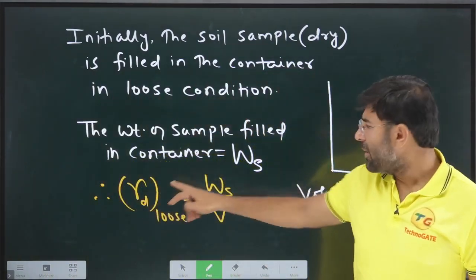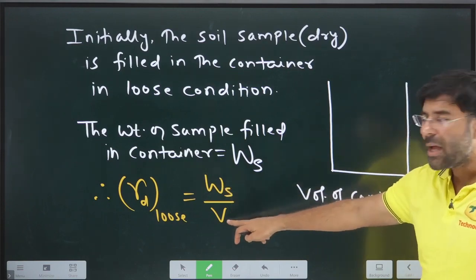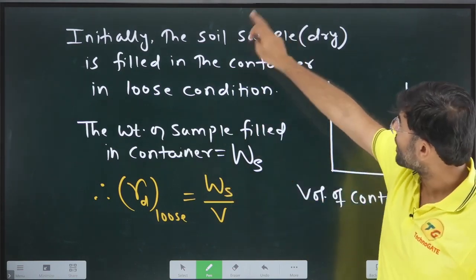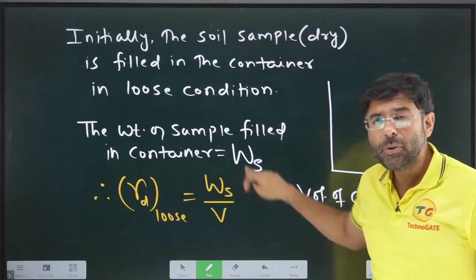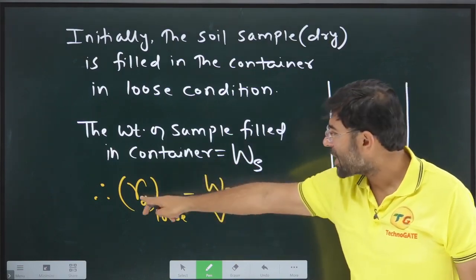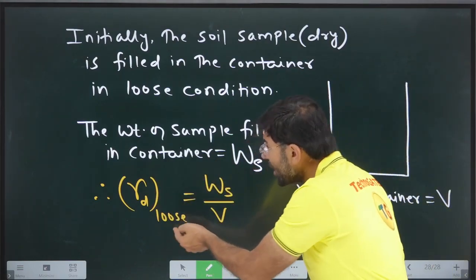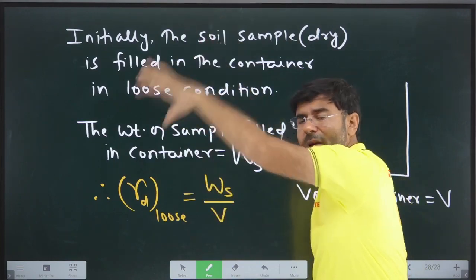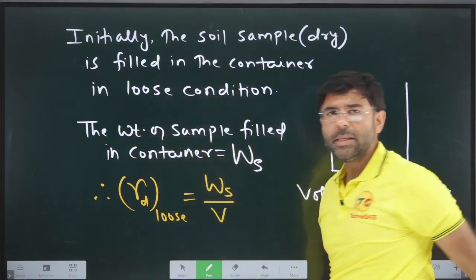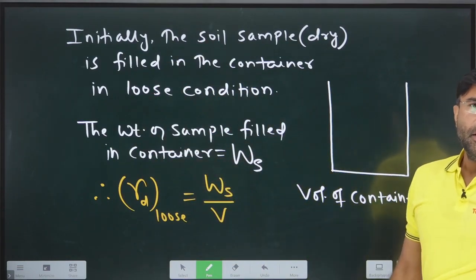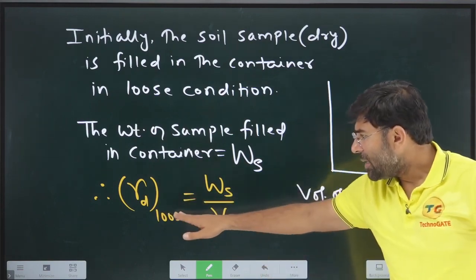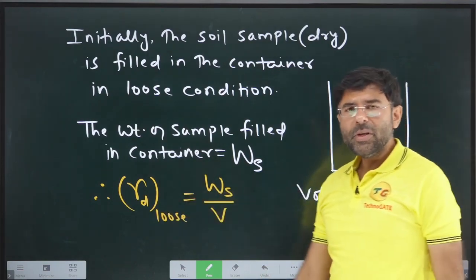I can calculate the weight of the sample, and I have the volume of the sample. Since the sample was perfectly dry, the unit weight I will get will be the dry unit weight. And why have I written loose over here? Because the soil was filled inside the container in a loose state. So I will get gamma D for the loose soil, that is Ws upon V.